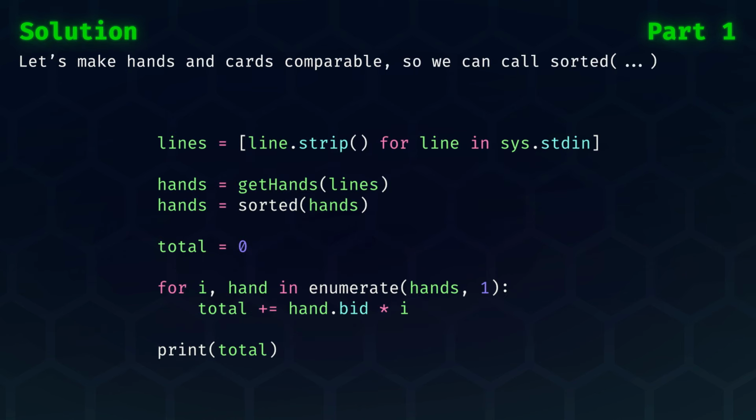Since we need to order the hands, let's make the code such that the representation of a hand is sortable. In our outline, we then just need to get the hands from the input data. After this, we sort the hands list and we simply enumerate over our hands, starting at index 1. At the end, we print the total. Let's have a look at the code needed to make this algorithm work.